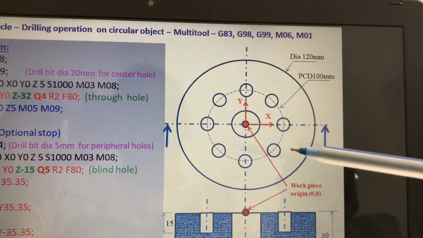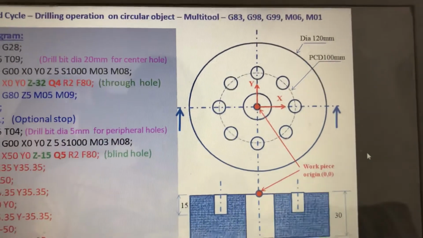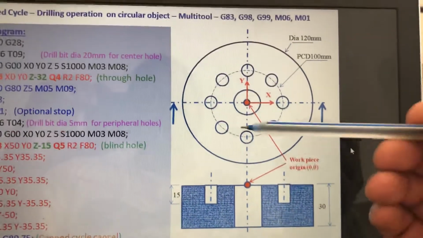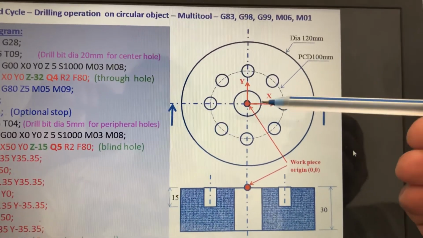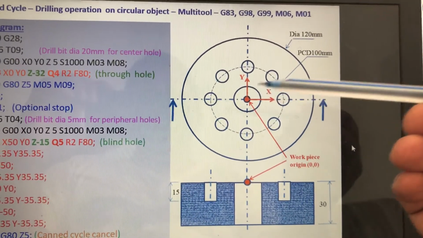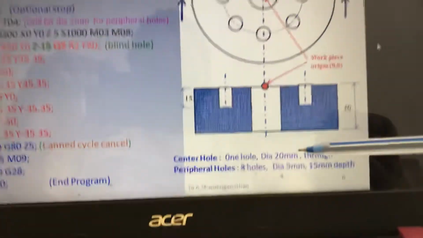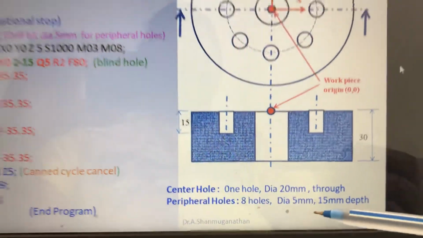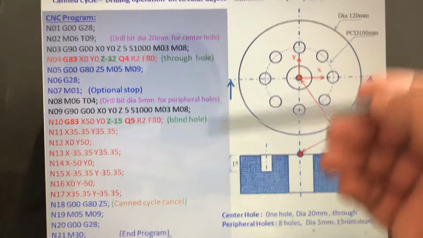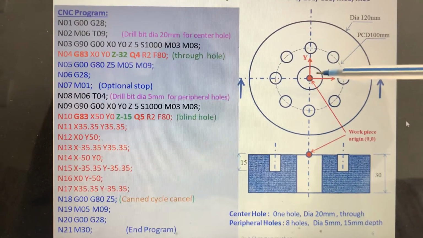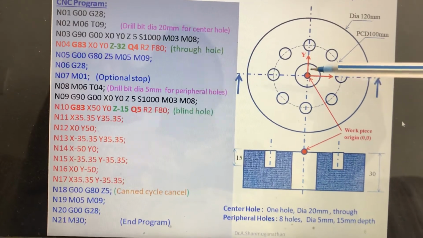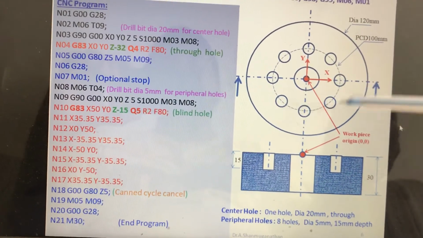Now our next point is to go to the program. Before that, we should sequence the operations, because there are two different operations which need two different drill bits. One is a drill bit of diameter 20 mm, the other is a drill bit of diameter 5 mm. In this program, I have sequenced the bigger hole to be done first, then change the tool and do the smaller holes.